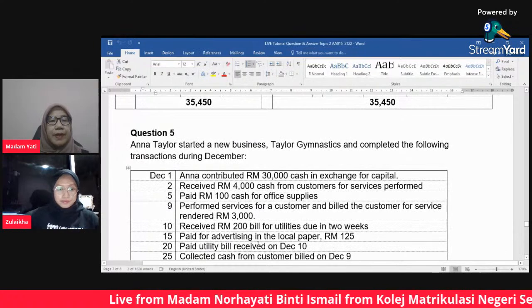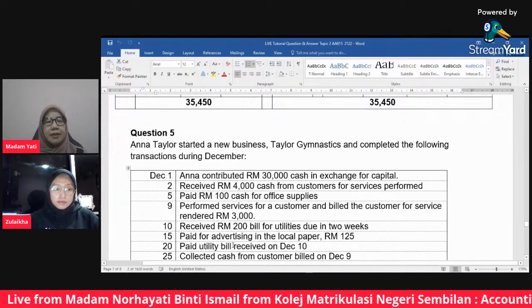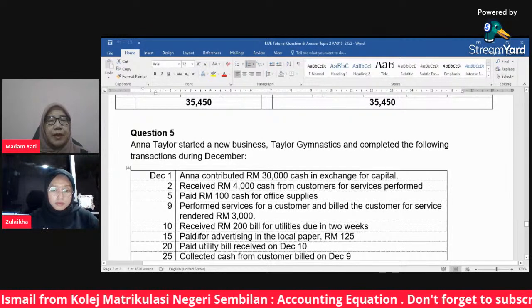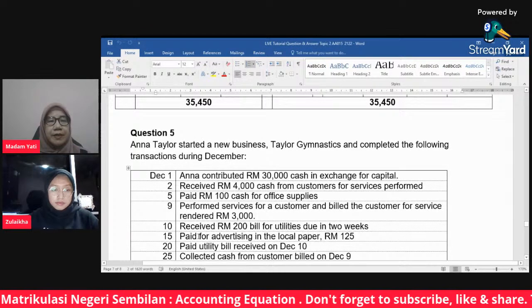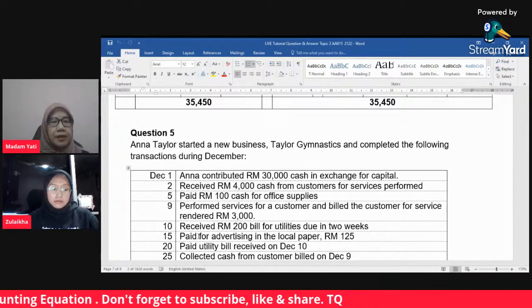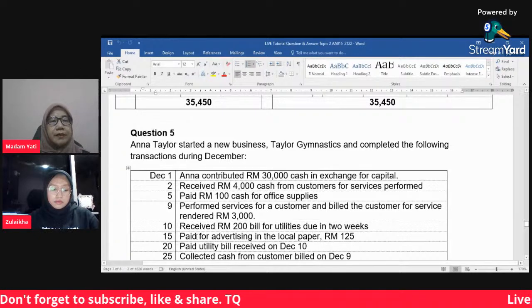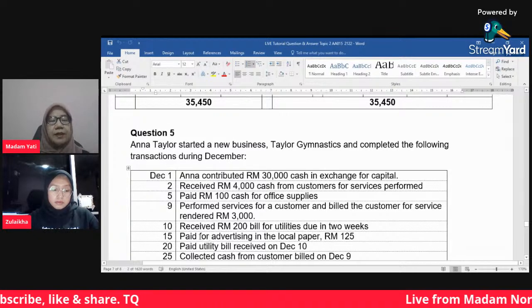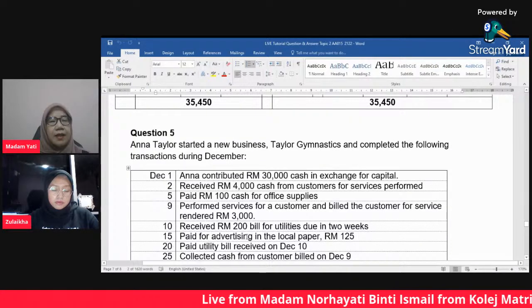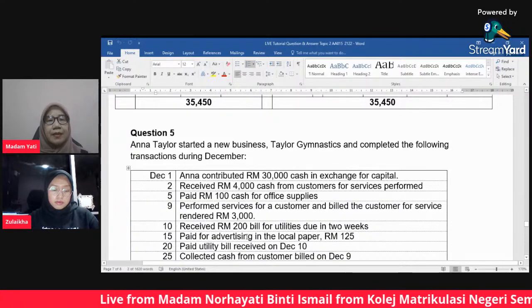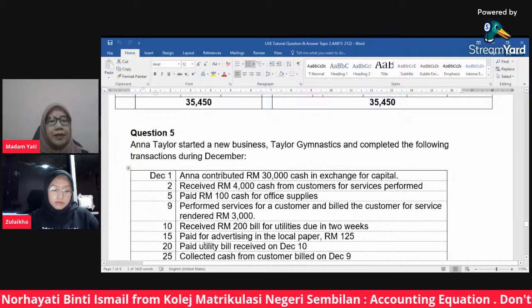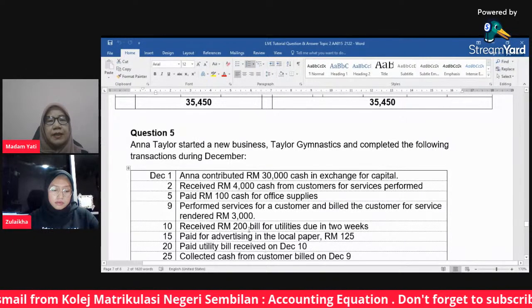Okay, the next one, paid for advertising in the local paper. So we paid, it did not mention cash, but if it says paid, it means we are paying the advertising expenses with cash. So it will decrease in asset, categorized as cash. And at the same time, advertising is an expense. So it will decrease in owner's equity. So it balances. Okay, we pay utility bill that was received on 10 December.